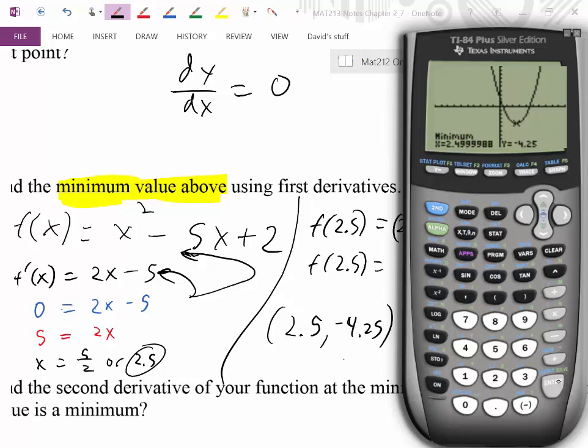And voila. So what we're seeing here is a little bit of rounding error from the calculator, because when you learn how the calculator does this, it's actually quite stupid. So nonetheless, you can see this is 2.5 and negative 4.25, so it looks like we got it right. So the power.